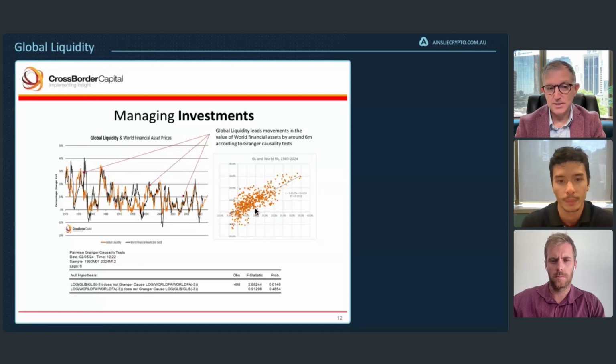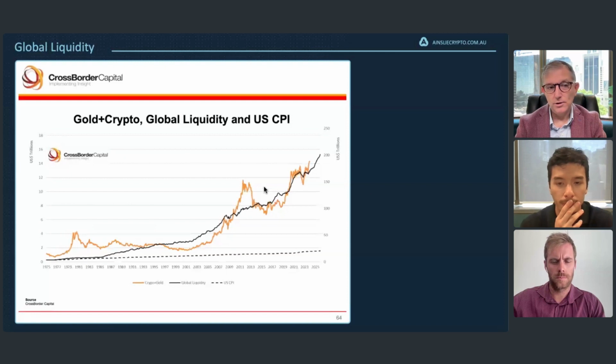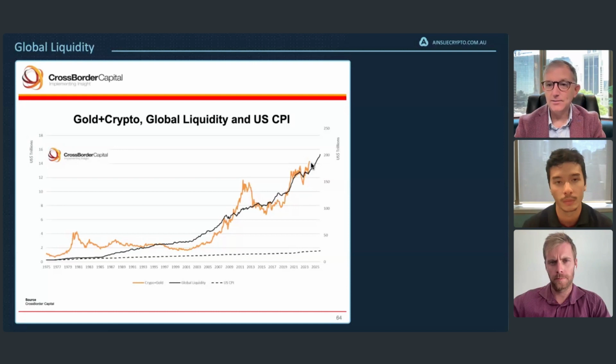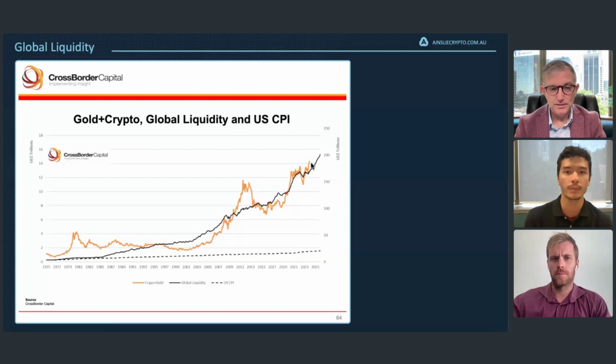We'll talk further about this, particularly in relation to Bitcoin, because if you look at gold, crypto, meaning Bitcoin in this particular graph, and global liquidity, you see that it has been connected for a very long time. The relationship is very strong between gold or crypto and global liquidity. And the reason for that is because gold and Bitcoin are considered to be monetary inflation hedges. Now, I know Joe will talk about this a little bit in a second, because this is an area he's really passionate about.